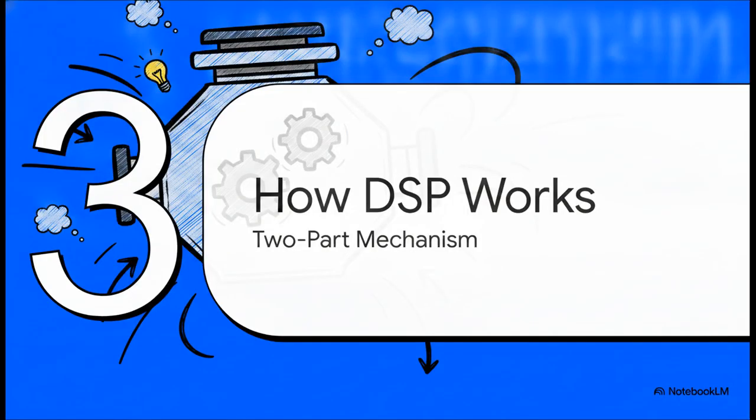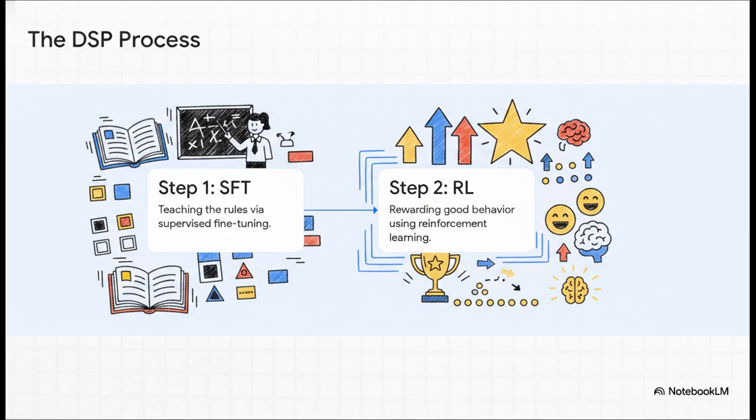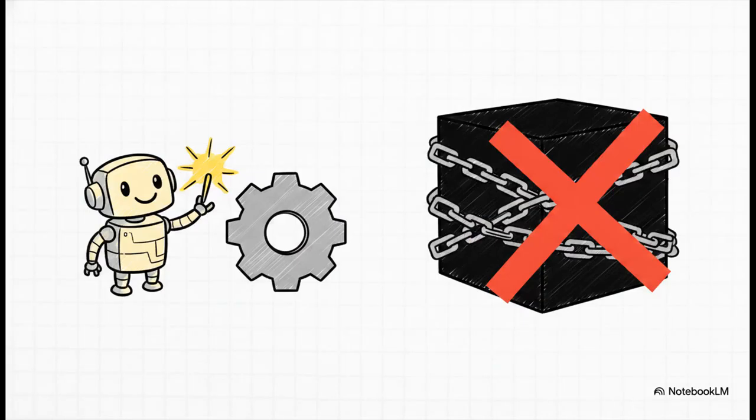Section 3. How DSP actually works. Okay, so DSP operates through two fairly heavy technical steps, but we can break them down really simply. Step 1 is supervised fine-tuning, or SFT, which you can just think of as teaching the rules. And step 2 is reinforcement learning, or RL, which we can frame as rewarding good behavior. Let's look at step 1.